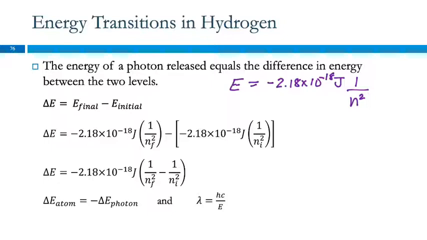I don't expect you to remember it or necessarily even understand it. It's okay. And the other thing is the change in energy of the atom is opposite to the change in energy of the photon. One's gaining and one's losing. And then remember that the wavelength is equal to hc over the energy. That's just a variation of the energy equals hc over lambda. So if we know the energy, we can calculate the wavelength of the light.